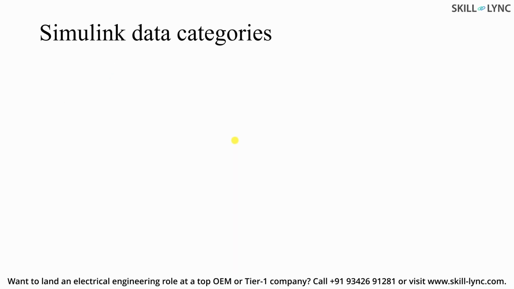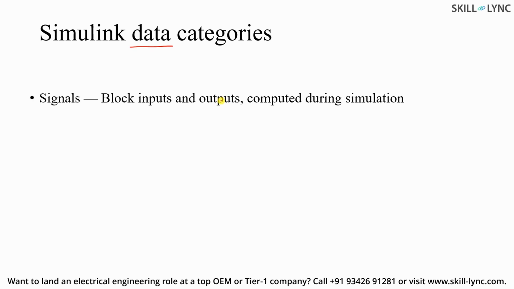Now what are the Simulink data categories? How does Simulink treat the data? These categories are very important. The first category is a signal. Signals are nothing but the block inputs and outputs computed during the simulation. They are going to change, right? So it's possible for you to change the inputs as well, and outputs will also change accordingly.